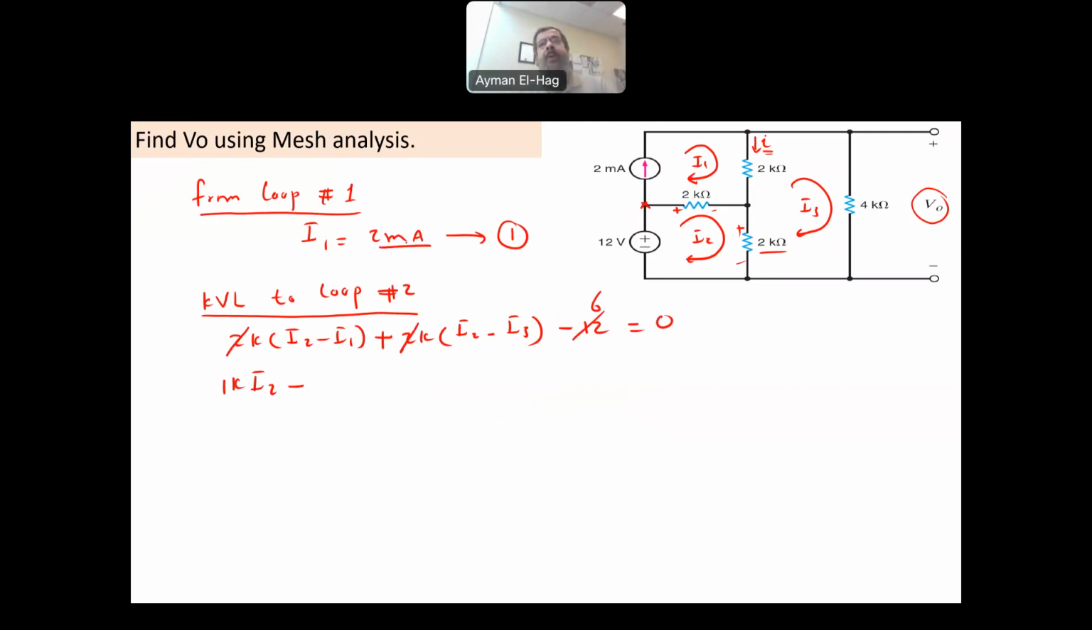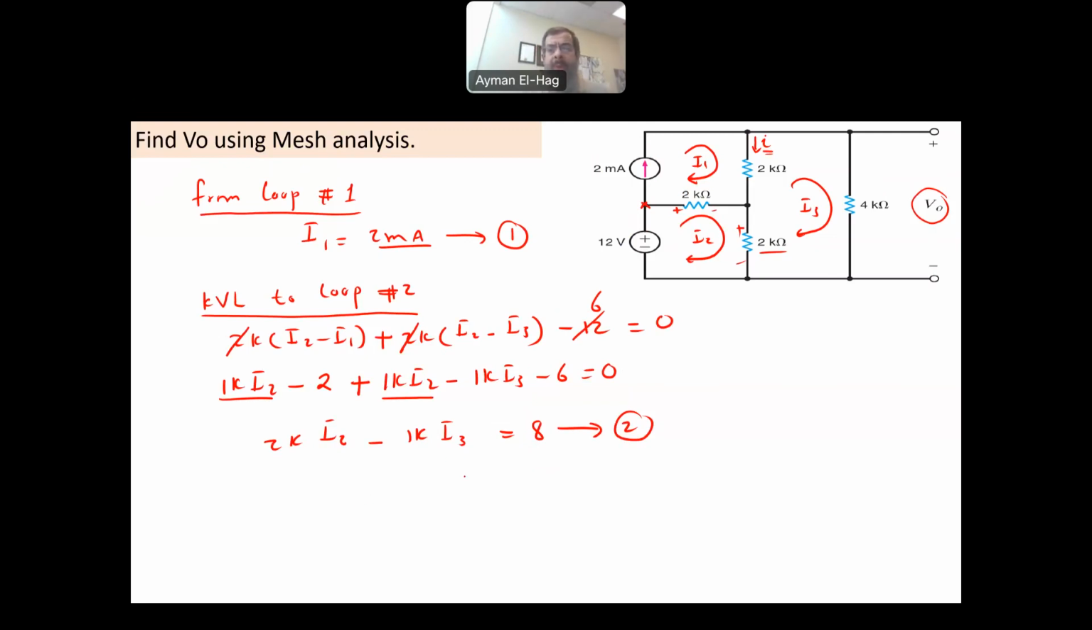Now, I1 is 2 milliamp, a known value. I don't need to keep calling it I1, I will put its value. So we have 1K times 2, so this becomes equal to 2. The milliamp will cancel with the K, plus another 1K I2 minus 1K I3. Now minus 6 here equal to 0. So we will have 2K I2 minus 1K I3 is equal to 8. And that is my second equation.